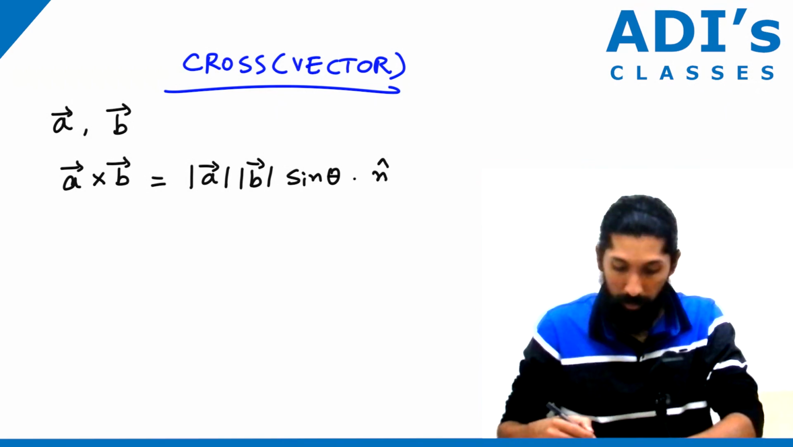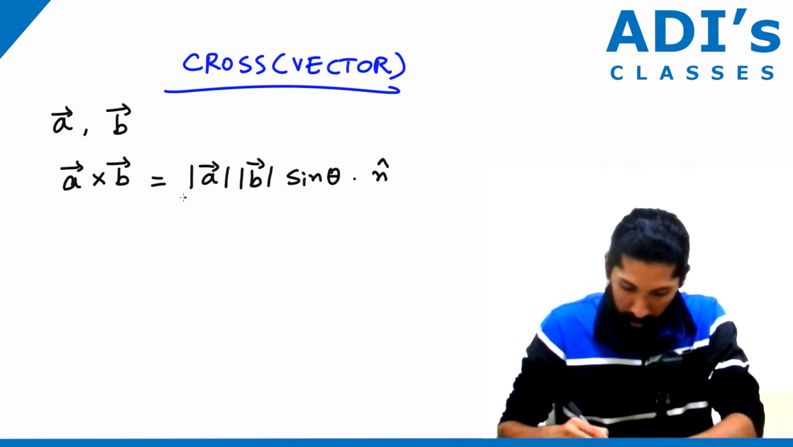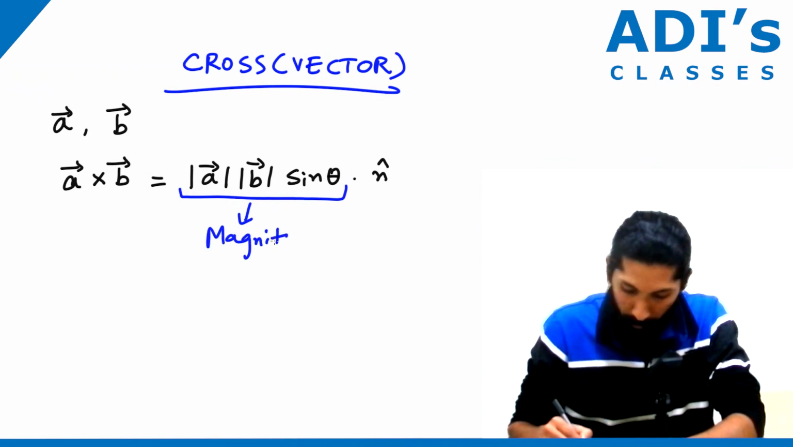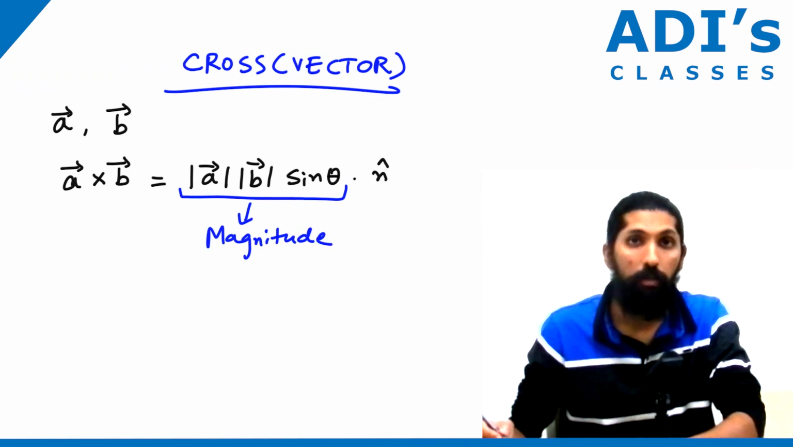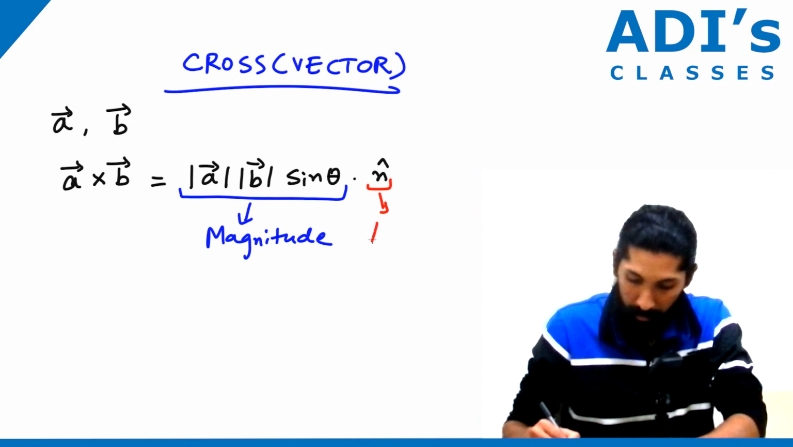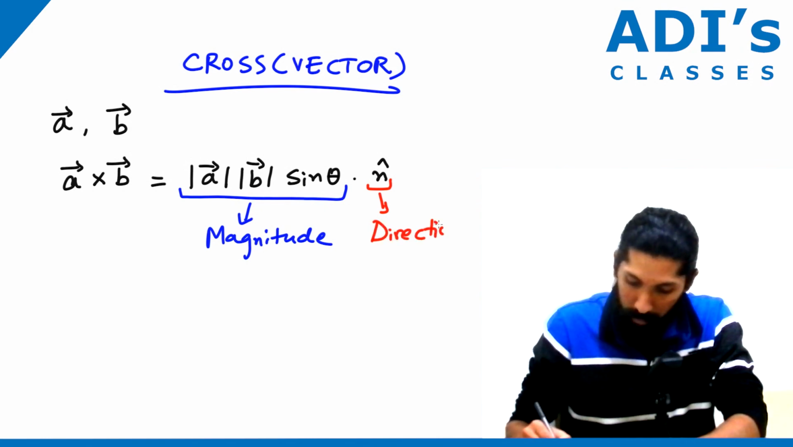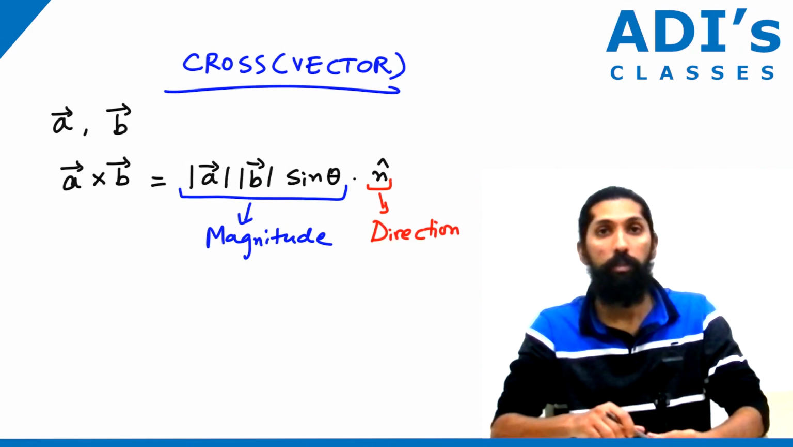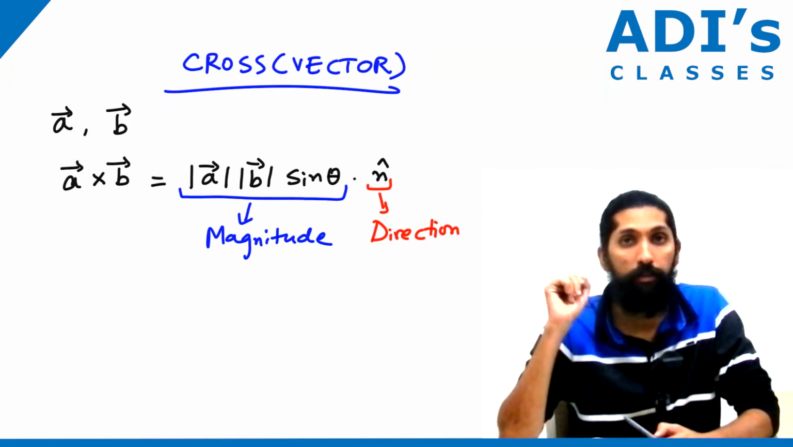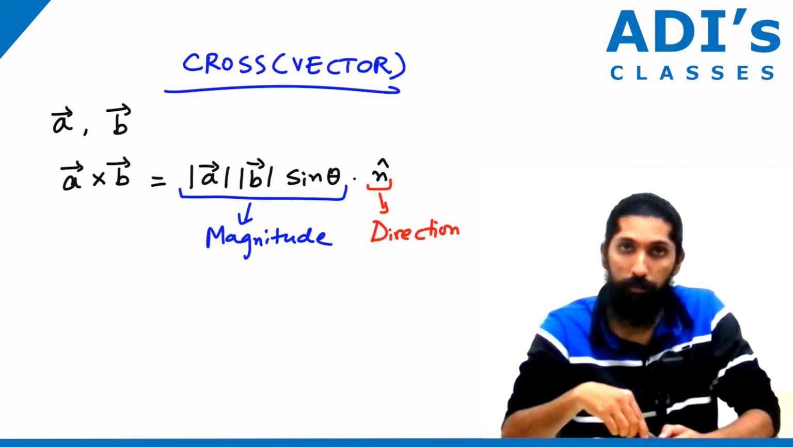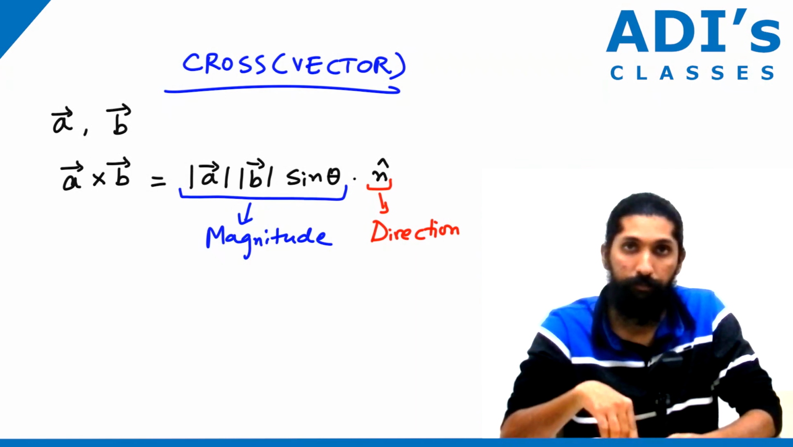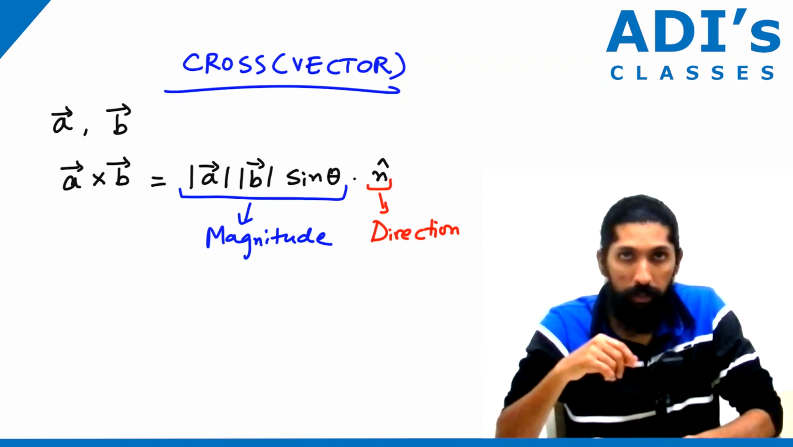Now, whenever we do this, remember this part is the magnitude of that particular product of the vectors. And then this part gives us the direction. So we can conclude that the cross product between the two vectors is a vector. That's why this is called a vector product. Now, how do we determine the direction?